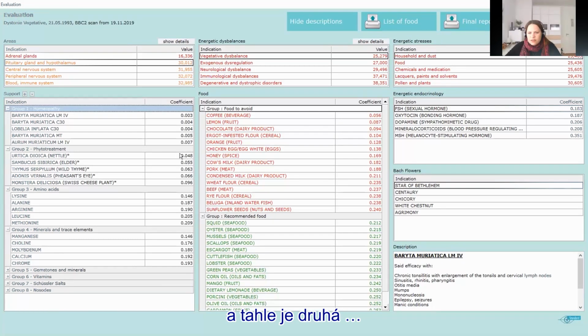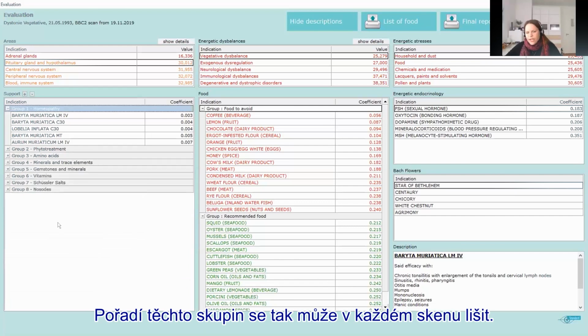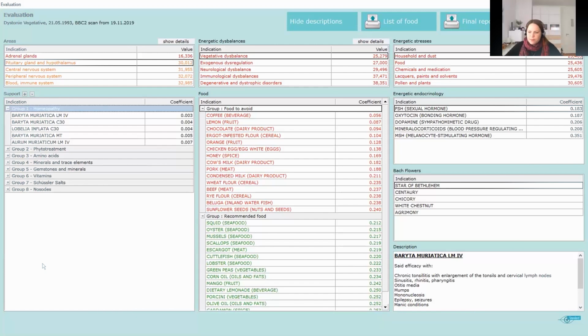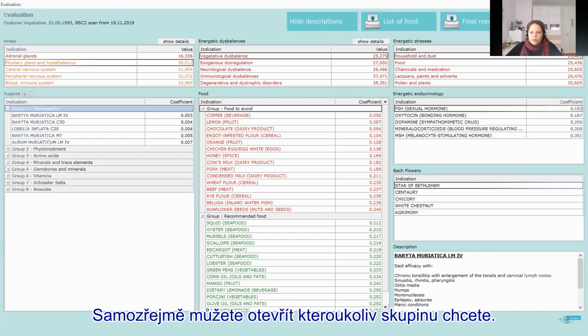This is the second lowest coefficient. And this is how the groups are listed. So the ranking of these groups can differ in every scan, so that you know how they are listed. And it's always that just the first group is open so that you don't see too much in one picture, but you can open, of course, every group you want to open.